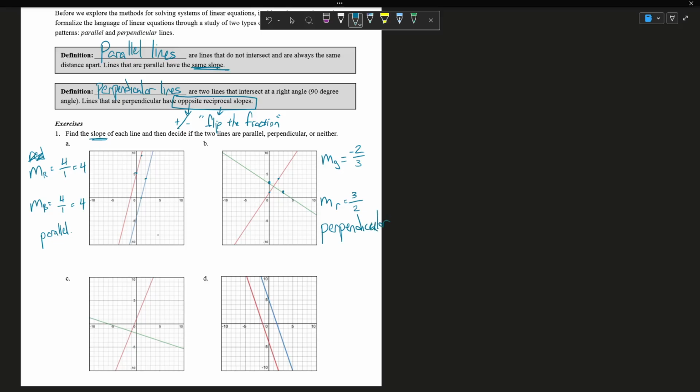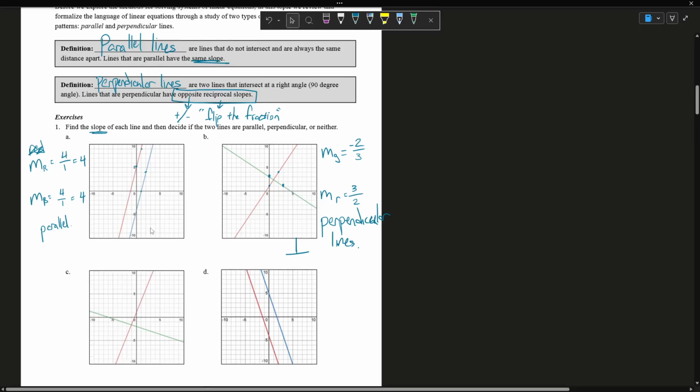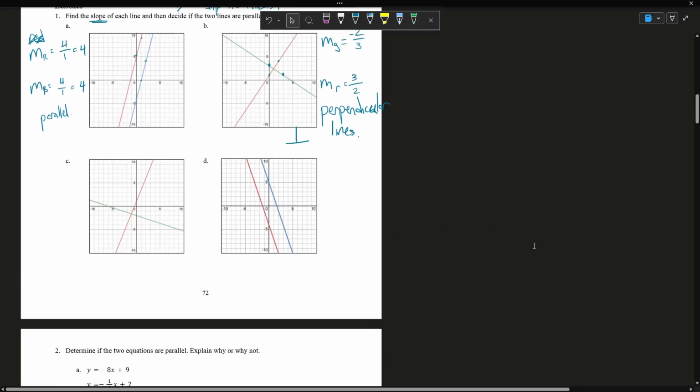My handwriting is not great. Perpendicular. You might also see perpendicular use this symbol, an upside down T, which shows a right angle. That also means perpendicular. So please continue working on this, and feel free to fast forward the video. I'm going to probably just speed through this as we go.